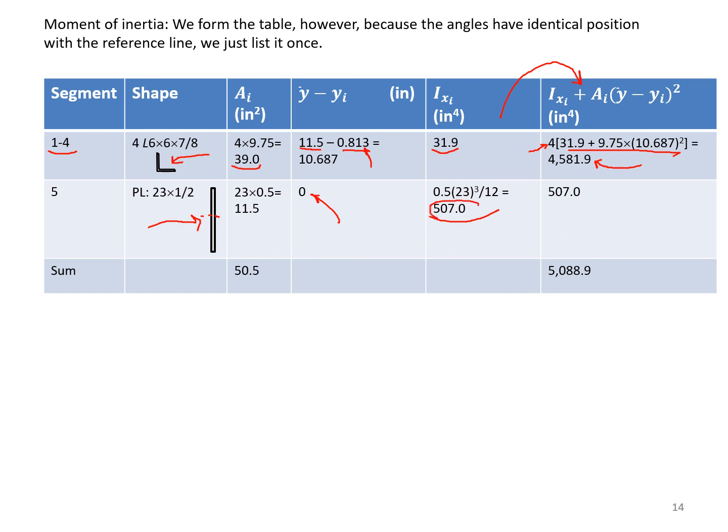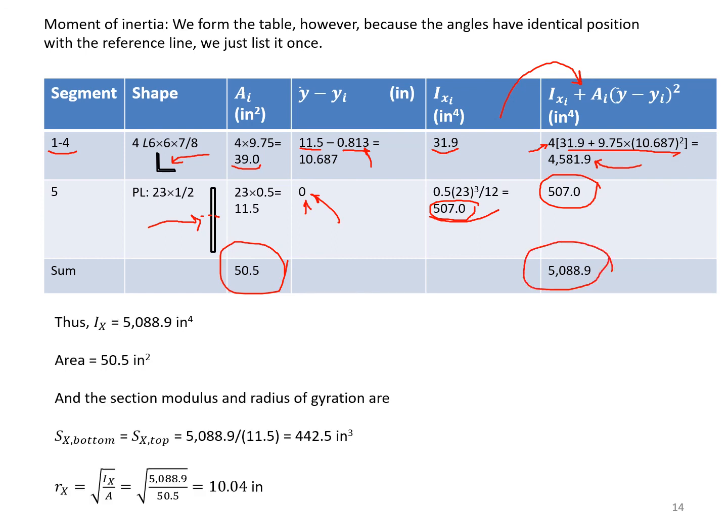You notice that this value is exactly the same as that one, because this is equal to 0. All right, so add the areas, add the moments of inertia, and there you are. Therefore, the moment of inertia is 5088.9. Area is 50.5 square inches. Sx at the bottom is exactly the same as at the top and is 442.5. And the radius of gyration turns out to be 10.04.